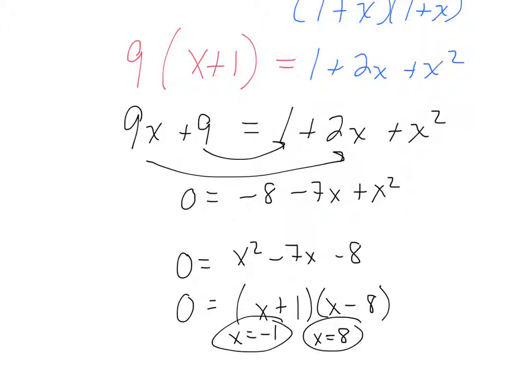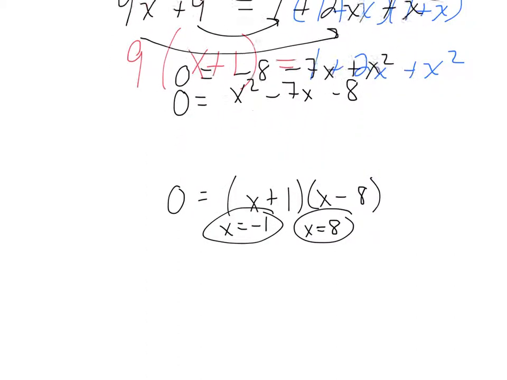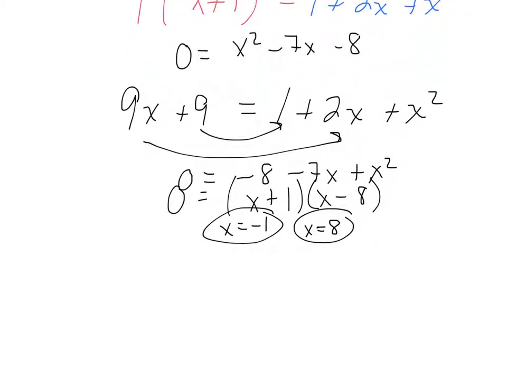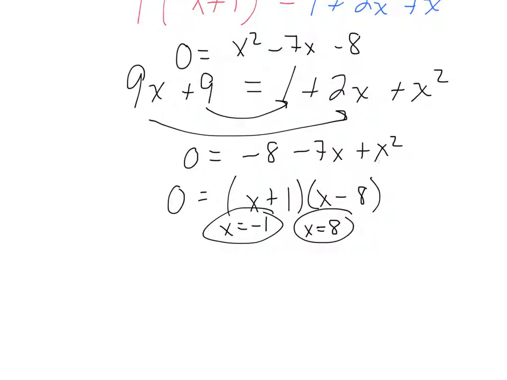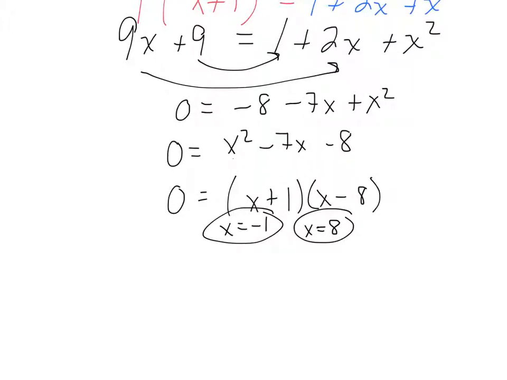Now, how do I know which of those answers is right? What do I always do? Plug it in. Good. Plug it into the original, make sure. -1 and 8 need to go in the original statement, so I'm going to have to rewrite that original statement down here at the bottom. What was the original equation? 3 times the square root of x plus 1 minus x equals 1.